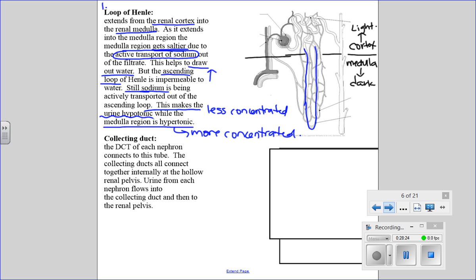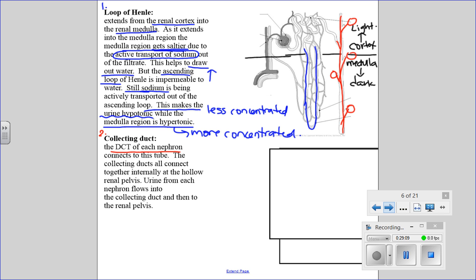Now lastly, the collecting duct. The collecting duct is this guy over here. It's full of little branchy looking tubes. The collecting duct is attached to more than one nephron. So you'll notice that there are other little branches all over the place. Other nephrons would be attached there. So the collecting duct is not unique to one nephron. It's a spot where several nephrons are connected. It's where the DCT, the distal convoluted tubule of each nephron, is attached.